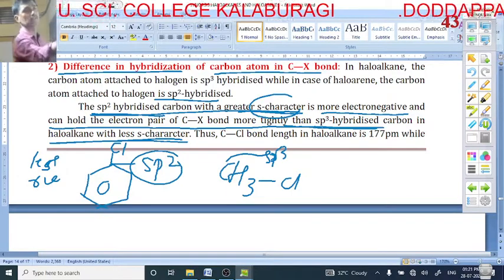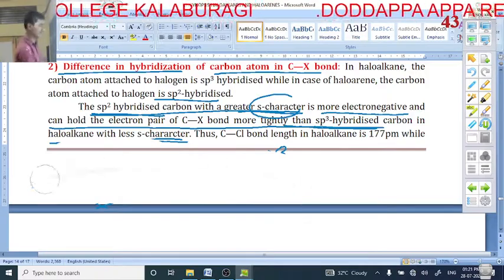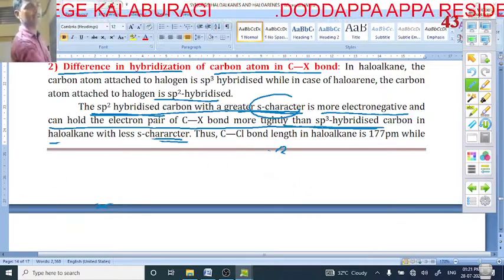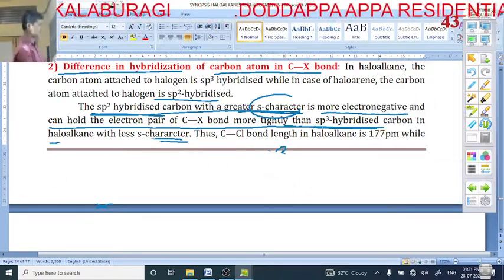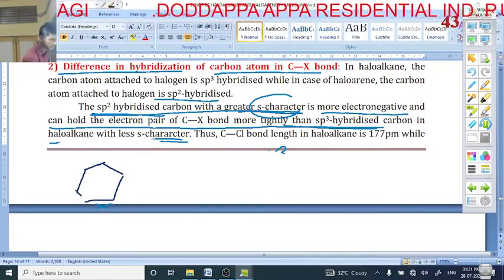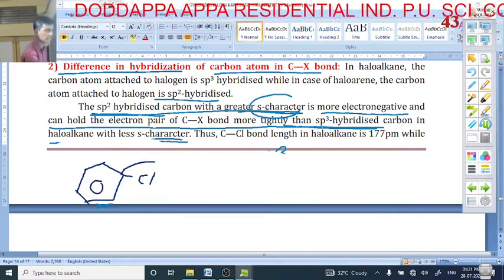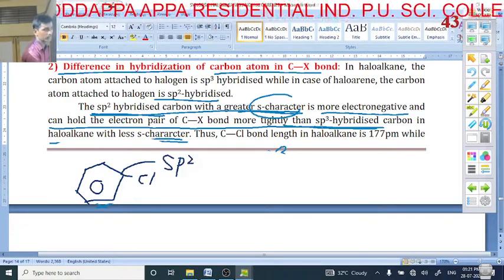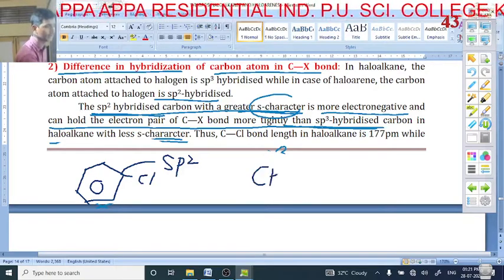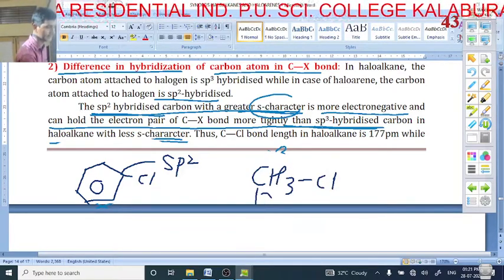Once again I will repeat. What is the reason for that? Yes. So now I can take here. Remember, this is the chlorobenzene. In this chlorobenzene, this carbon is sp2. Next, I can take methyl chloride. In methyl chloride, this carbon is sp3.